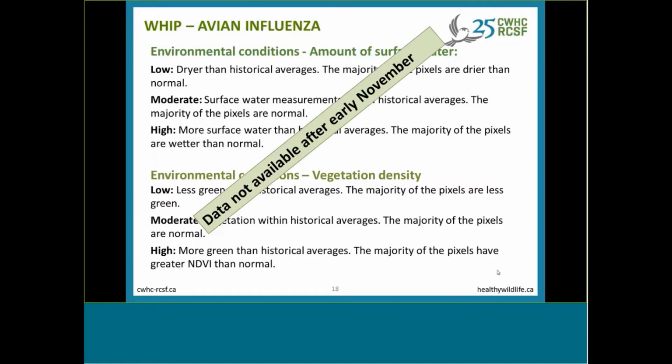So this is our OOPS. These two elements were provided by Agriculture and Agri-Food Canada, and they are meant to be used during the growing season. So after harvest, they no longer provided this information.